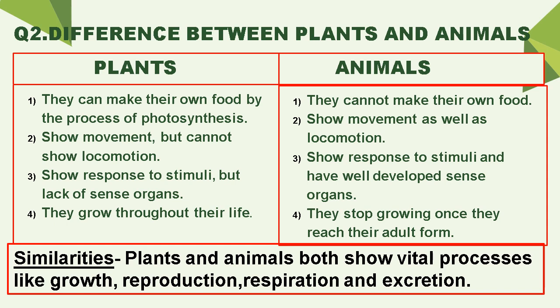Plants show response to stimuli, but they lack sense organs, while animals show response to stimuli and they have well-developed sense organs. Plants grow throughout their life, while animals stop growing once they reach their adult form. Now, let's see the similarities between them. Plants and animals both show vital processes. Vital means very important processes like growth, reproduction, respiration, and excretion.